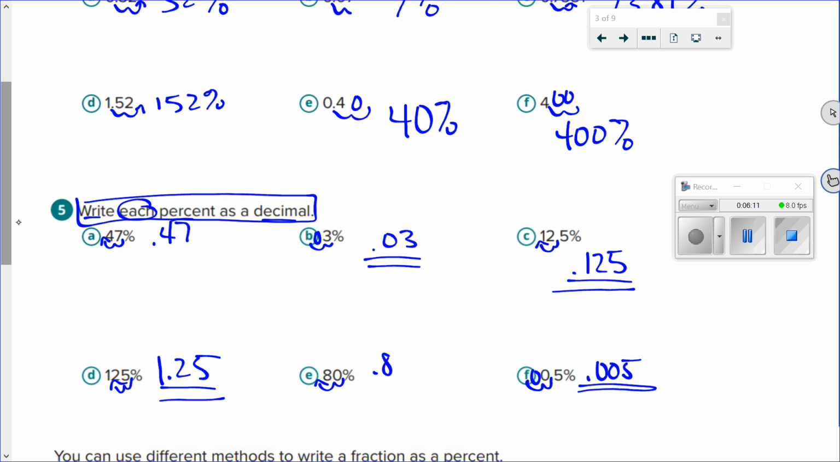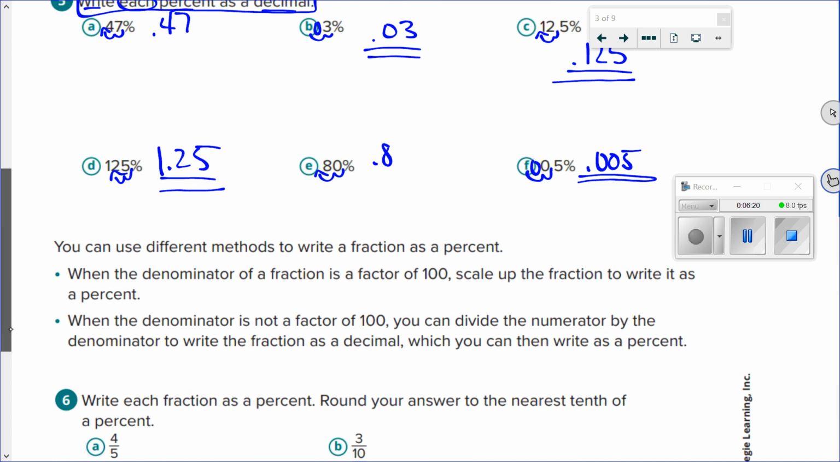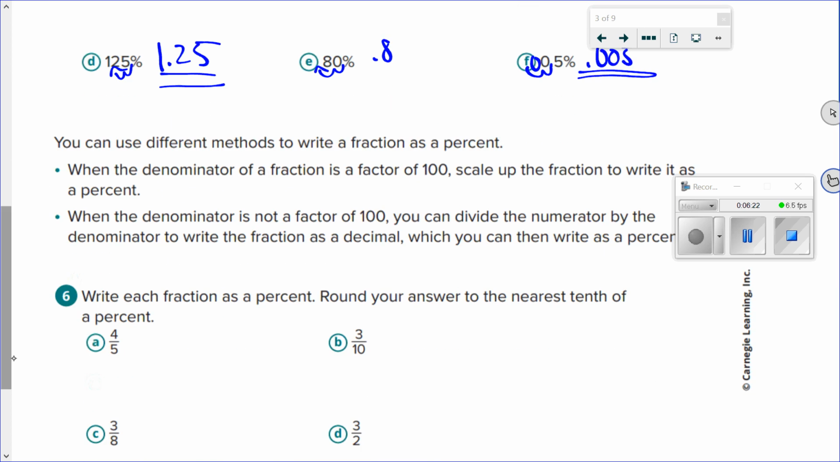So the biggest thing is, it's so easy, we're going through it fast, you're going to have to remember how you do it. Just remember, it all starts with percent being out of 100. Okay, now we're going to go a little more in depth.